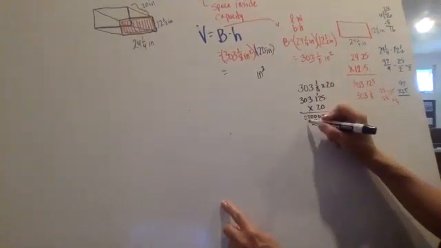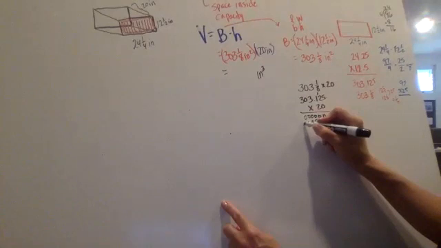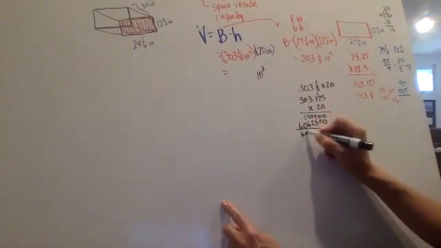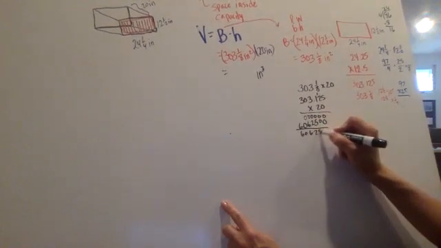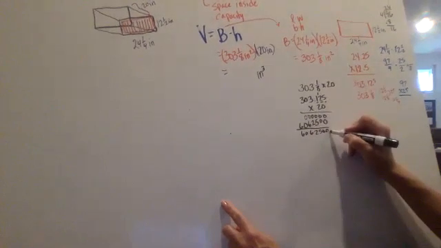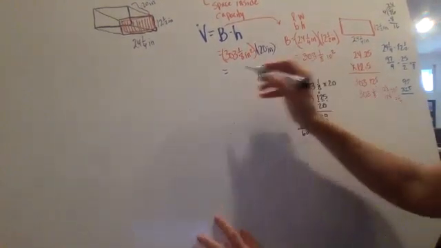Carry my 1. 4 plus 1 more makes 5. 2, 6, 0, and 6 again. So I don't have to think too much here because I'm just adding it to 0. And I have 1, 2, 3 places. 1, 2, 3 places.